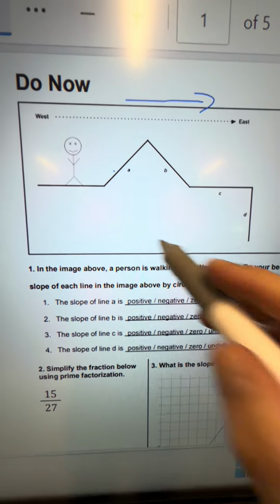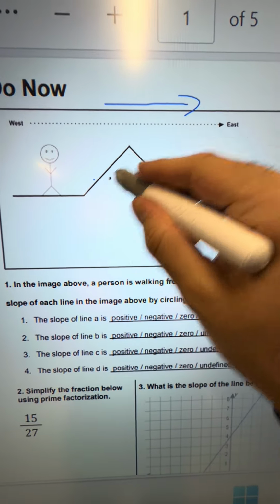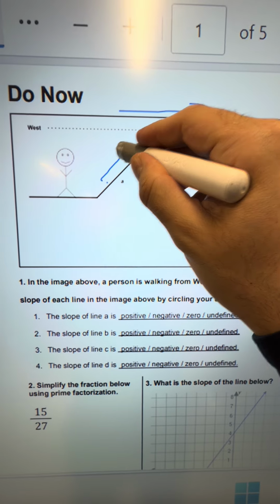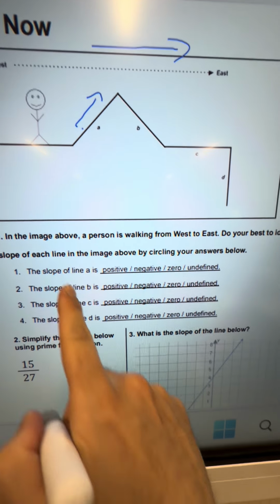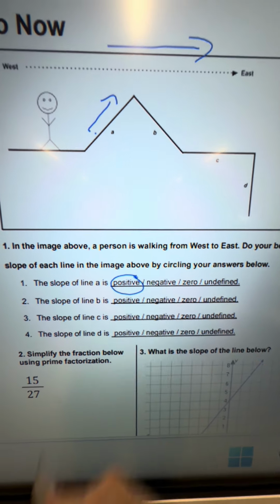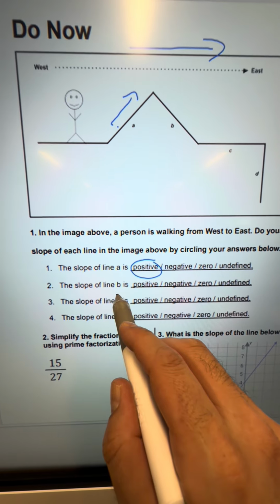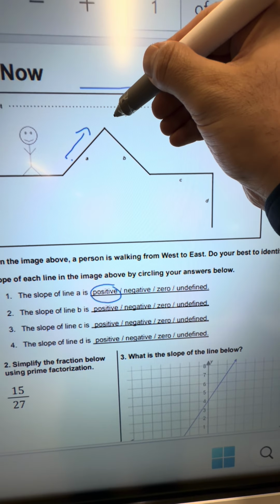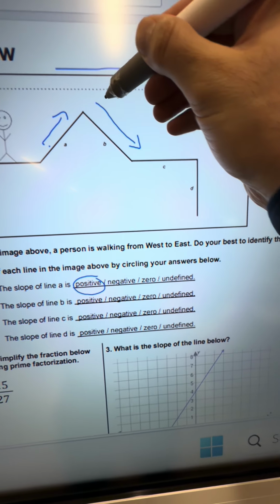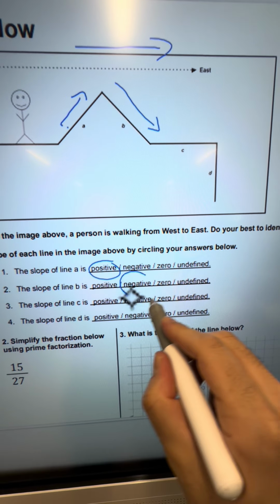So for the first question, the slope of line A, if I scan from left to right, this direction, I can see I'm going uphill. So the answer for this one is positive slope. Question 2, the slope of line B, which is this one here. If I'm going in this direction, you can see it's going downhill. This is a negative slope.